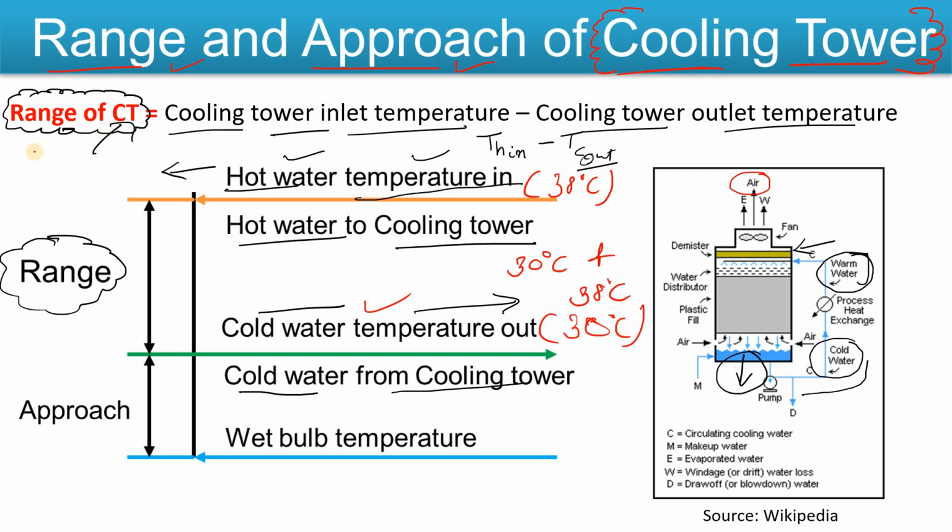Okay, so now what will be the range? Range will be simply your delta T, which will be 7. The difference will be 7. I hope you are getting my point. This will be your 7 degrees Celsius. So that's why I said that the range of the cooling tower tells you about the capability of the cooling tower. I hope you are getting my point, what I want to say.